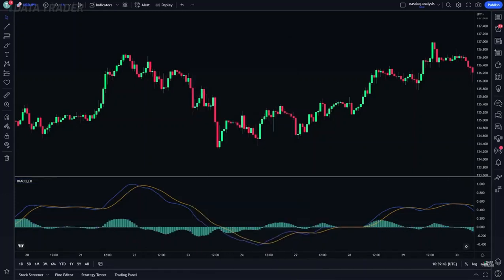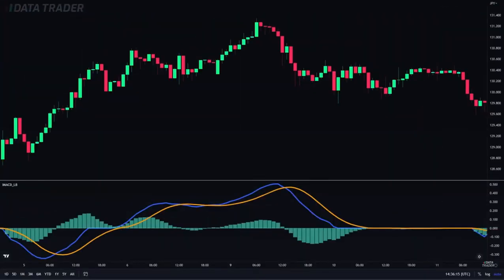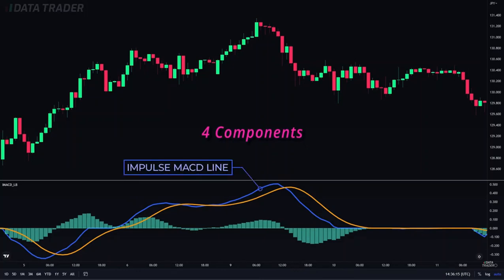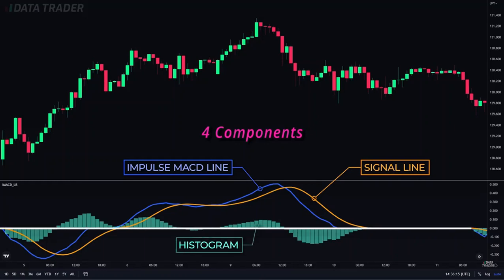Now, let's take a look at each part of this indicator. So, similar to the normal MACD, this indicator also has 4 components. First, we have this blue line, called the Impulse MACD line. Next, we have this orange line called the signal line. Furthermore, we have the histogram. And finally, we have the middle line.